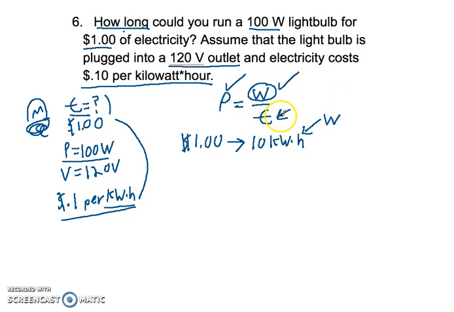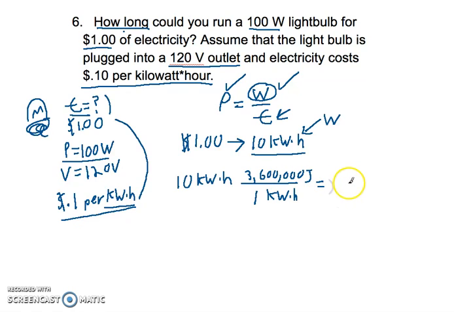So we could solve for time, but there's one thing: this is not in the standard metric unit, so we've got to convert. We have 10 kilowatt hours. We look at the conversion from the notes: 1 kilowatt hour is 3,600,000 joules. So the amount of energy that we can buy with $1 is 36 million joules. This is the amount of work, and it's in the standard units.